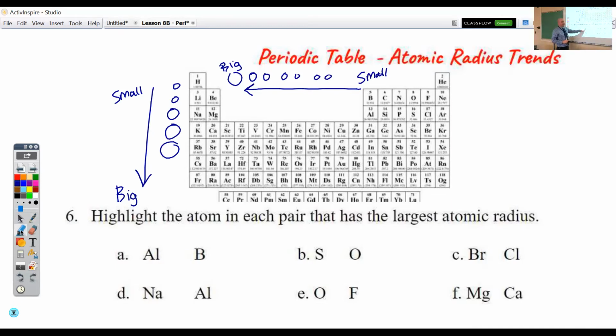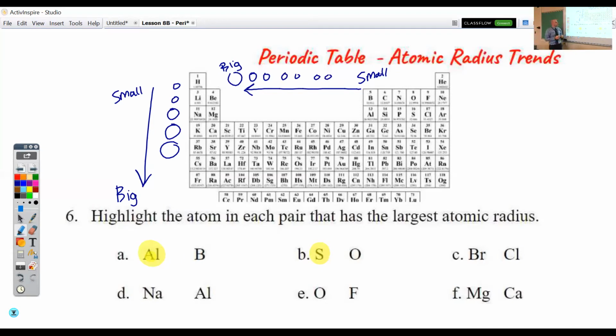So let's look at our first pair. We have aluminum and we have boron. So aluminum is right here and boron is right above it. So look at our arrow. Whichever one is lower is bigger. So in this case, since aluminum is lower, aluminum is going to be the larger of the two. So we're going to highlight aluminum. Letter B, we're comparing sulfur and oxygen. So here's sulfur, here's oxygen. Because sulfur is lower down, sulfur is going to be the larger one.